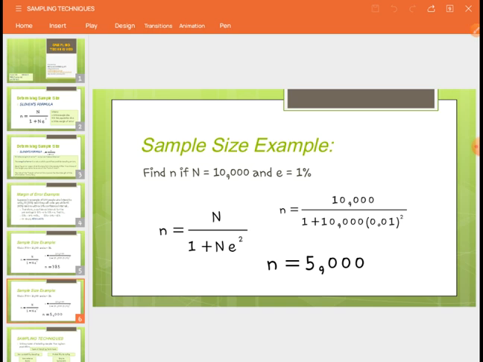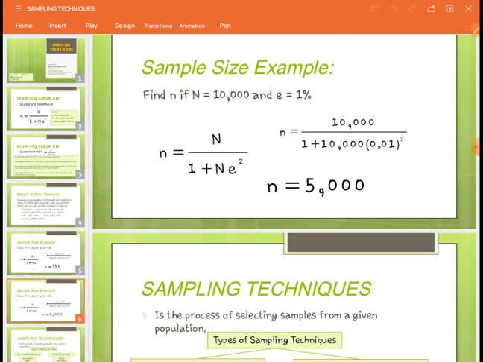How about this one? Papalitan mo lang yung 1% with 0.01, and that is a sample with 5,000.